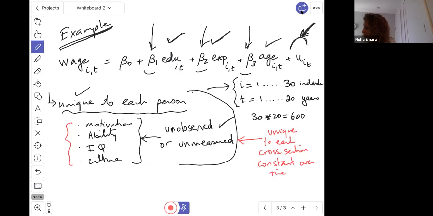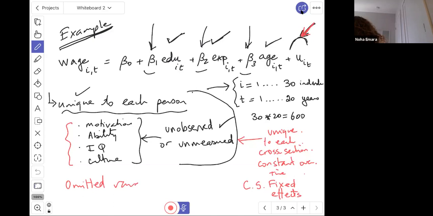So we call these cross-section, I'm going to write it as C, cross-section fixed effects. So the cross-section fixed effects are those effects that are unique to each cross-section, constant over time. And these cross-section fixed effects would create a problem if they are not captured in my regression. If I left them here, they would create what we call omitted variable bias. Okay, they would create a problem called omitted variable bias.